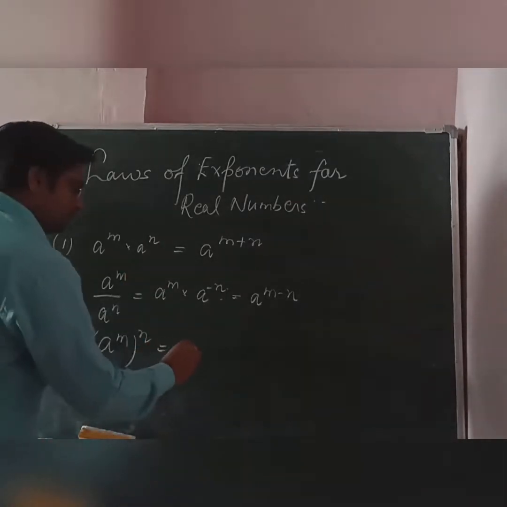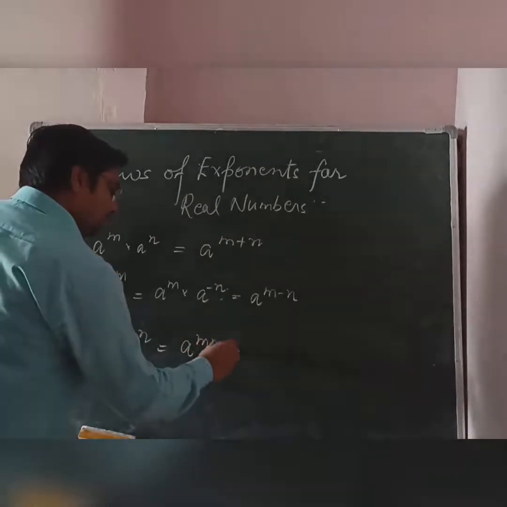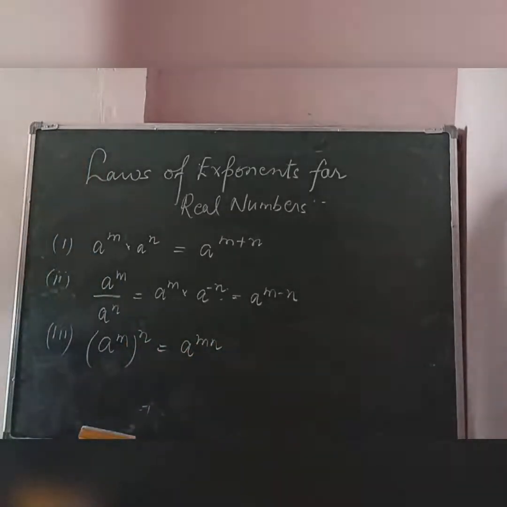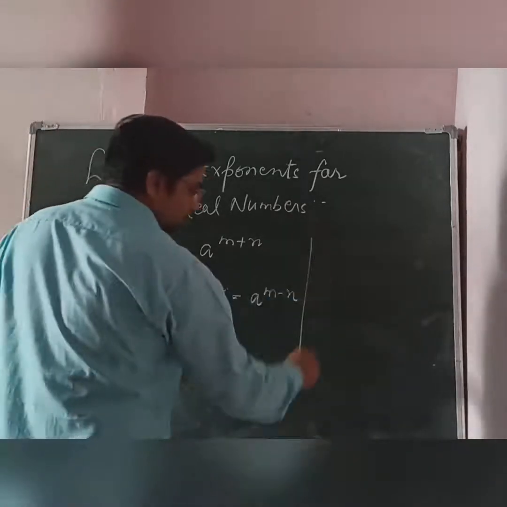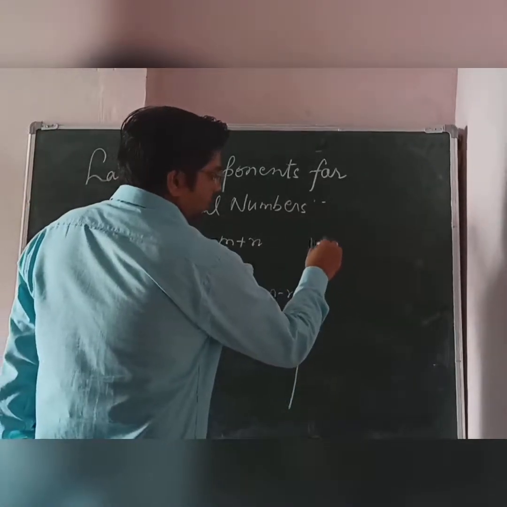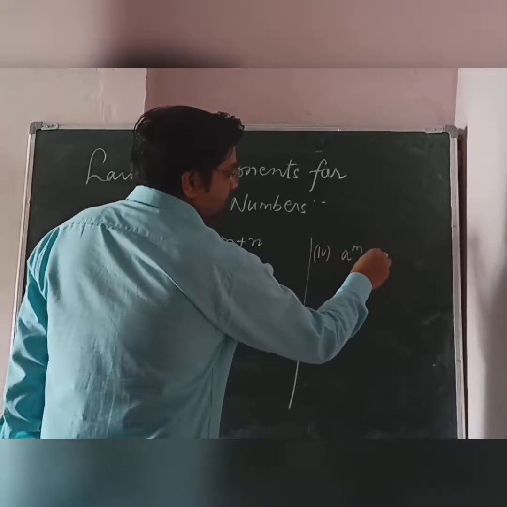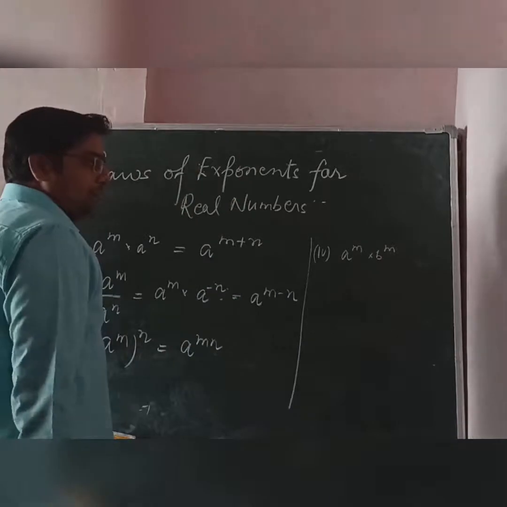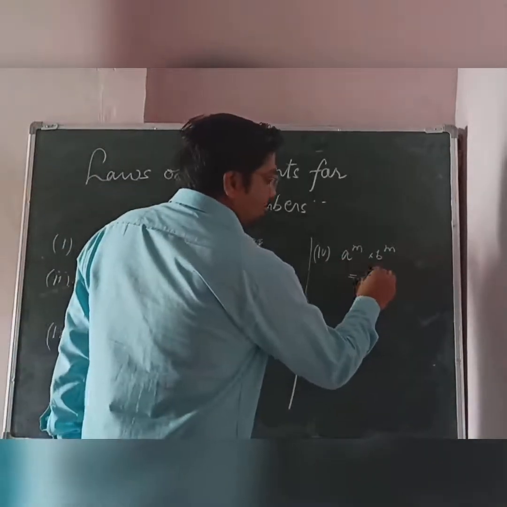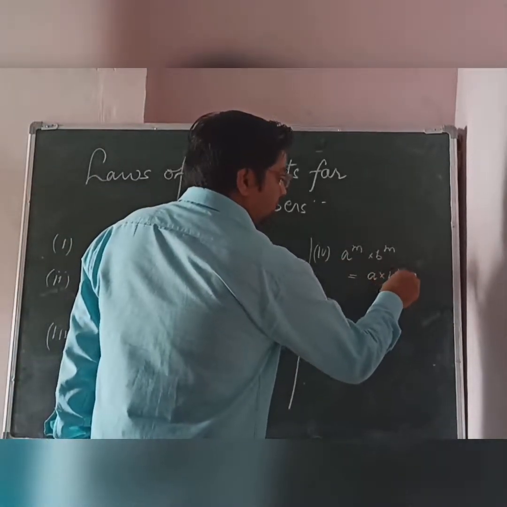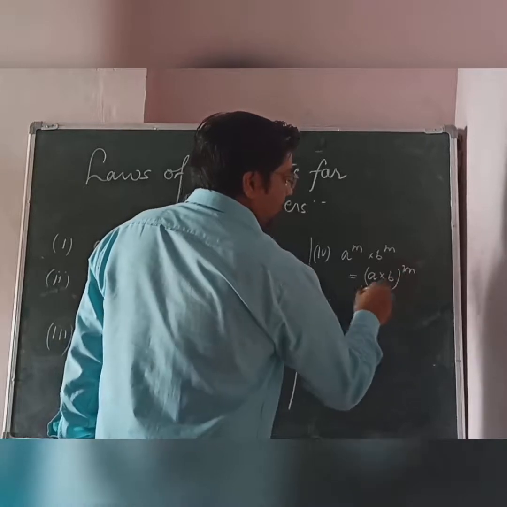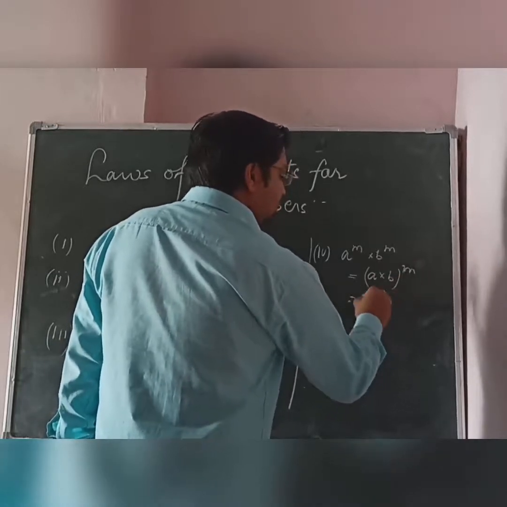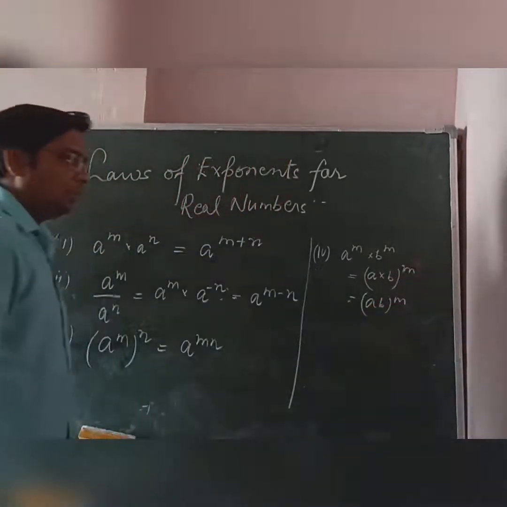we can change this to a to the power m into n. We can multiply the powers. One more condition I'm taking. Fourth one, if a to the power m into b to the power m is given, here the powers are the same but the bases are different. So we can write this equal to a into b power m, it means ab to the power m.